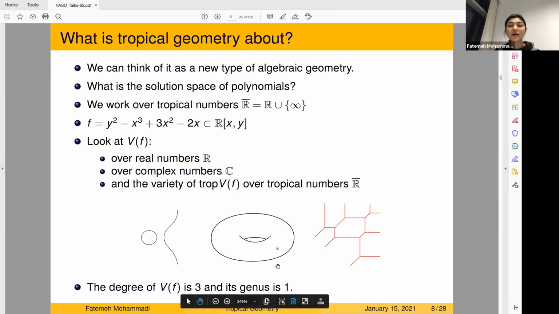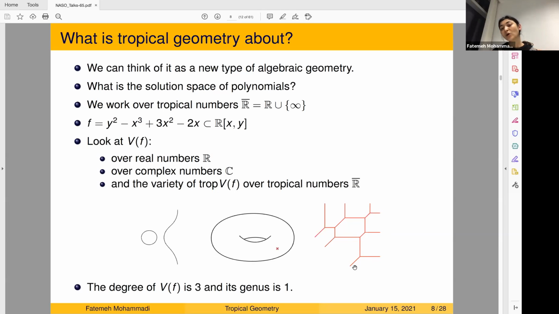And another thing is that this real picture, this polynomial and the corresponding variety, has genus 1, meaning that if I look at this real picture, I see one circle somehow encoding this genus information. Look in the torus, I see this one hole here, a one-dimensional hole. So that would be the genus of this curve again.